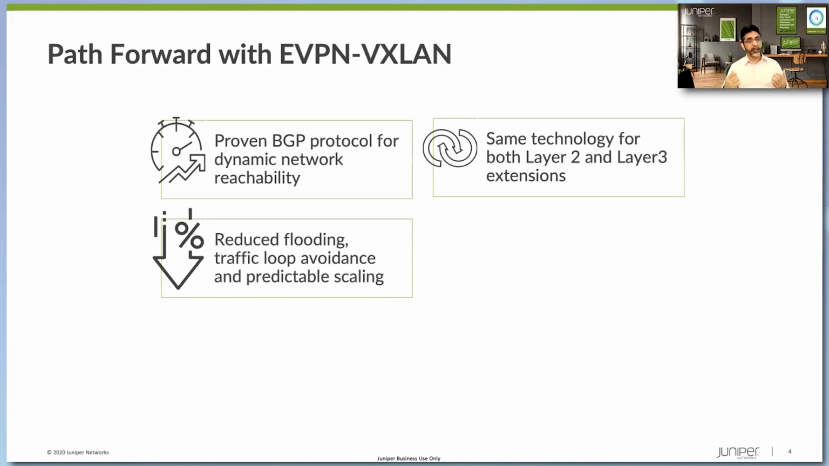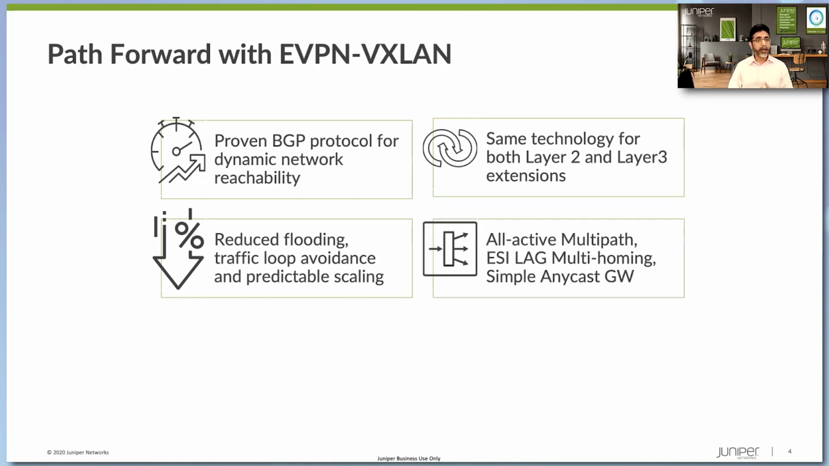With BGP now, because signaling is happening in BGP, you don't have to worry about flooding like you have to worry about in a spanning tree network. You get your traffic loop avoidance built in, and with all those characteristics, now you can scale better, right? You can predict your scale as well, and not worry about loops and things like that in production.